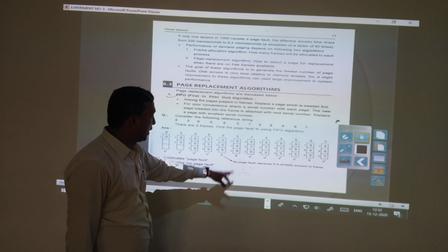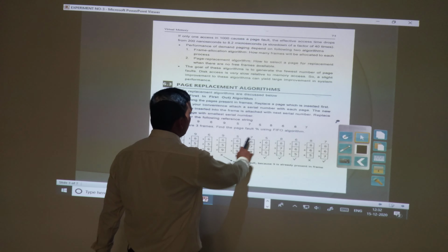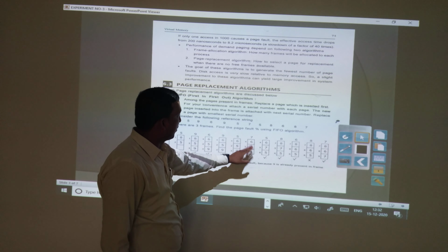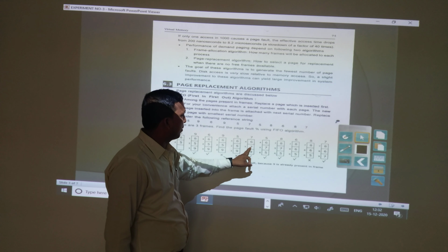9, no need to replace. 5 is there, no need to replace. 7 is there. So in the previous thing there is no 7. So replace which one? 5. So the new elements are 6, 7 and 9.